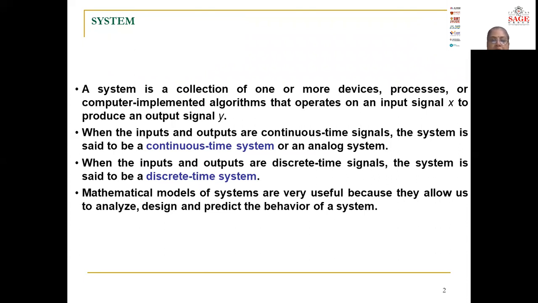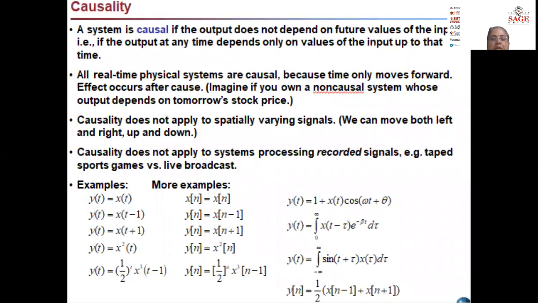Mathematical models of the systems are very useful because they allow us to analyze, design, and predict the behavior of the system. Now, to know the system, first we will discuss some important properties of the system. Causality. A system is causal if the output does not depend upon the future values of the input, and if the output at any time depends only on values of the input up to that time. All real-time physical systems are causal because time only moves forward.